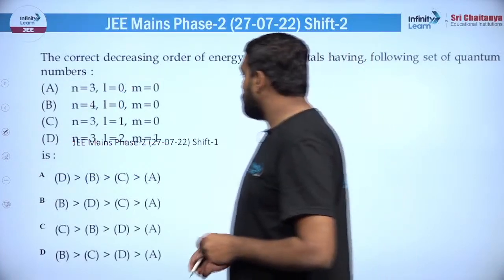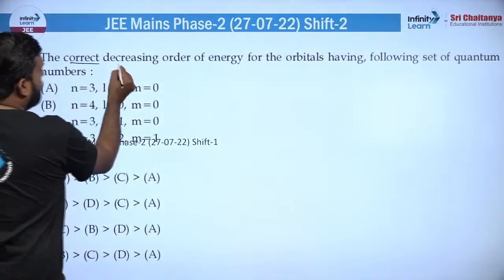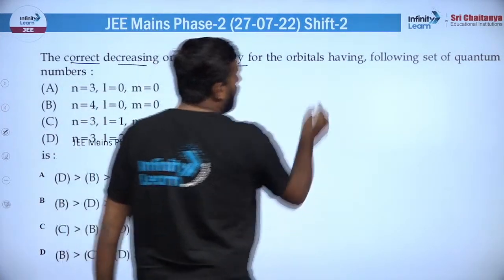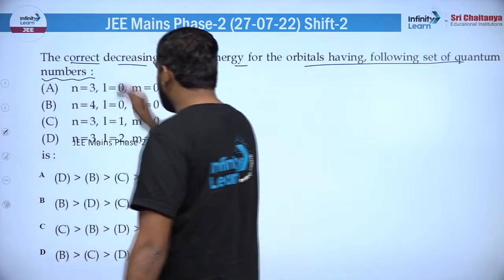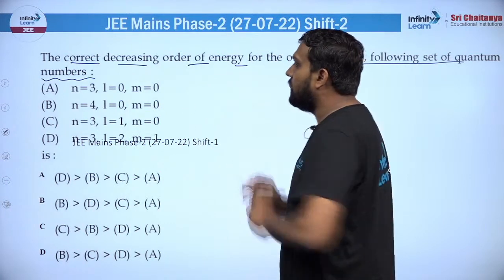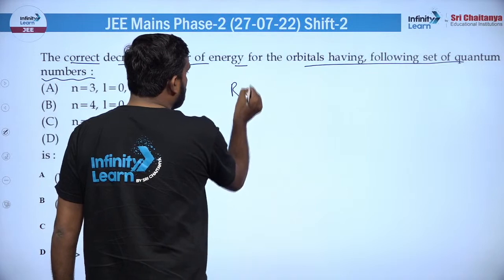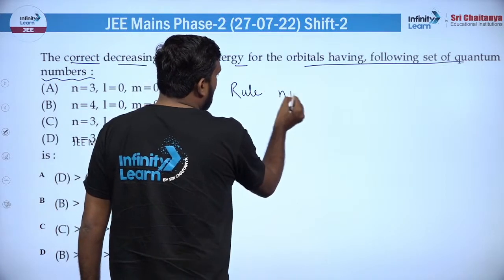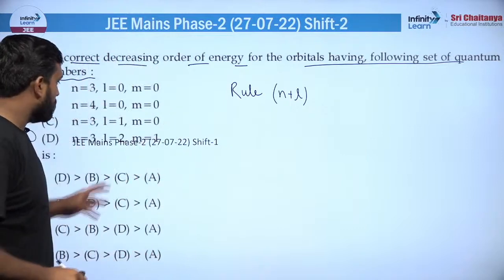So the first question here is basically the correct decreasing order of energy for the orbitals having a set of quantum numbers. There are several quantum number sets which are given to you, and you have to pick the order of energy in this. The rule is that energy is directly proportional to n plus l value. More the value of n plus l, more will be the energy.